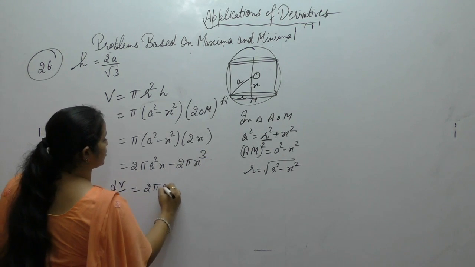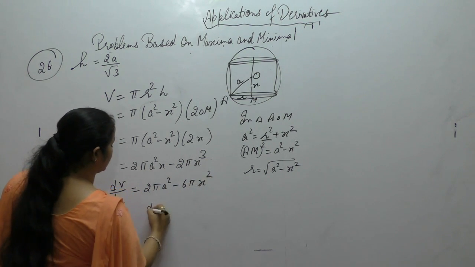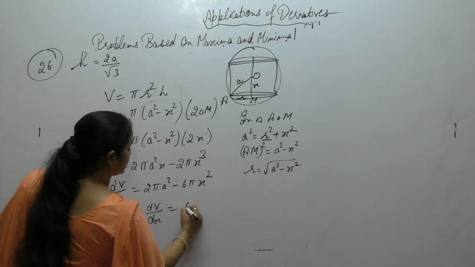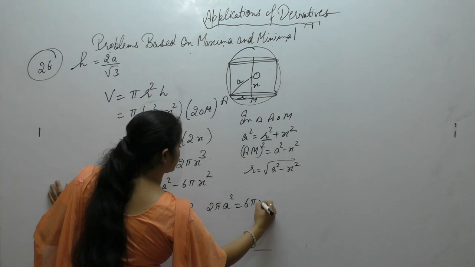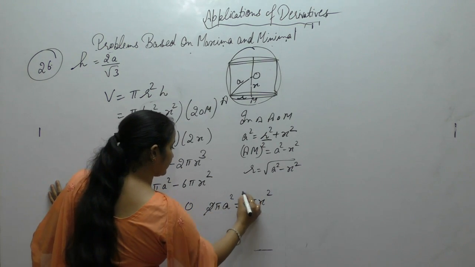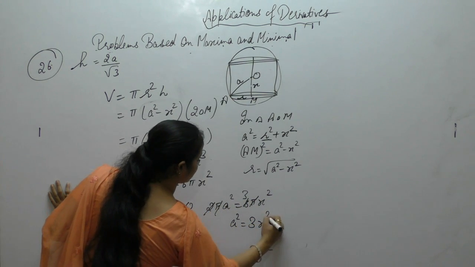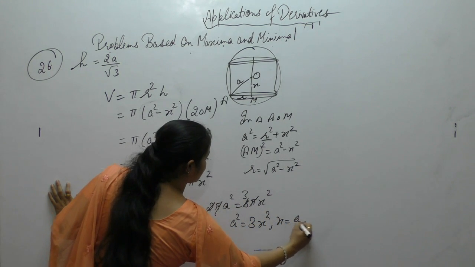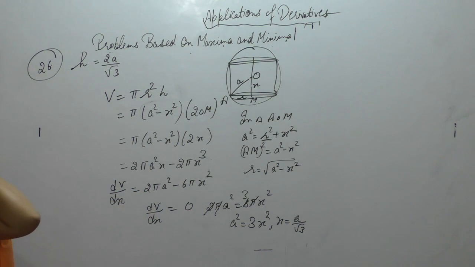2 pi A square, 2 into 3 is 6 pi x square. First derivative equal to 0. So we get 2 pi A square is equals to 6 pi x square. Pi will get cancelled. A square is equals to 3x square. X is A upon root 3.